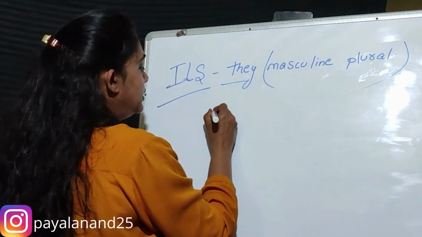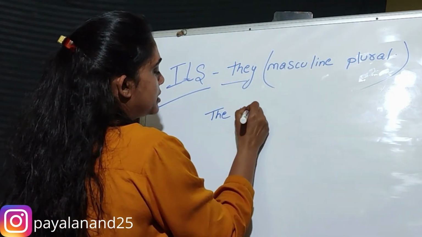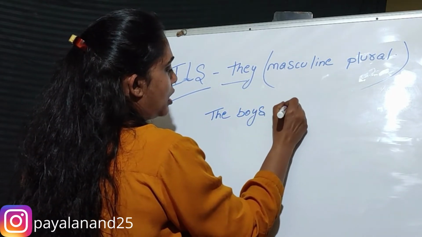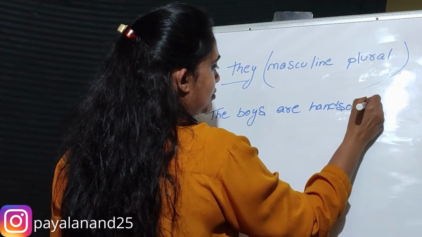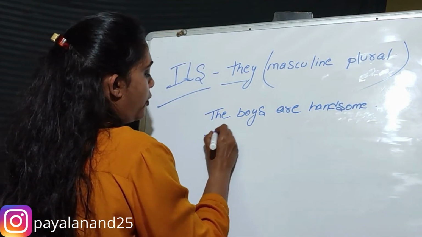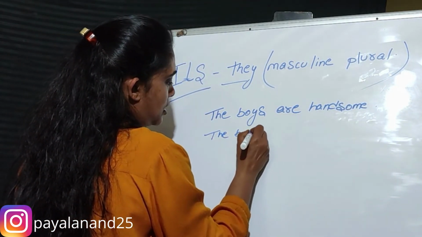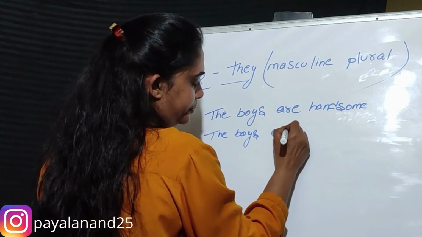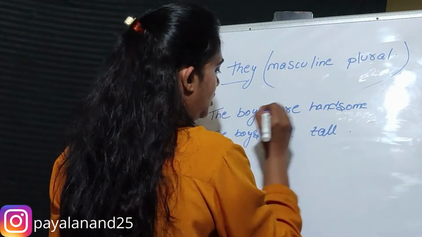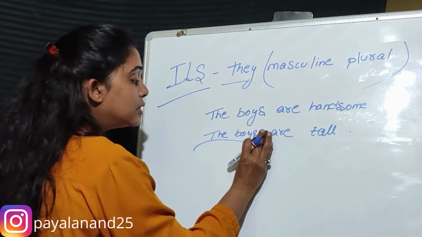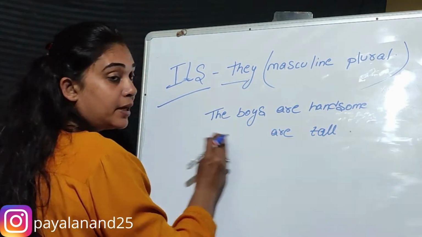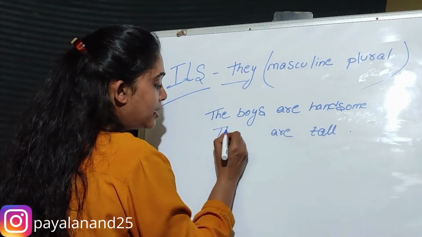For example, the boys are handsome. The boys are tall. What am I repeating here? The word "boys" is repeating here. How do we replace it? By saying "they".